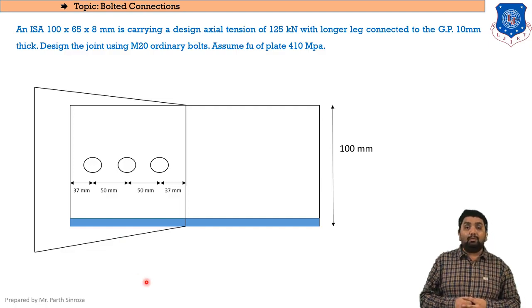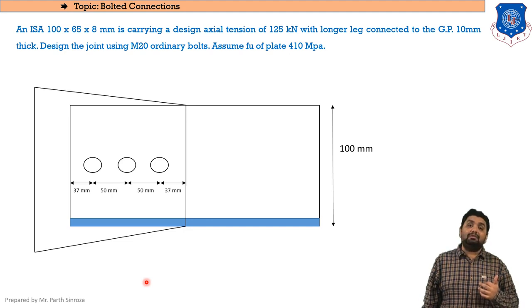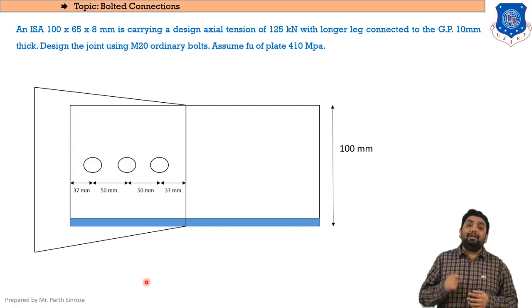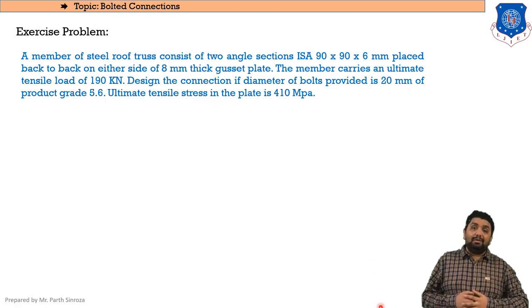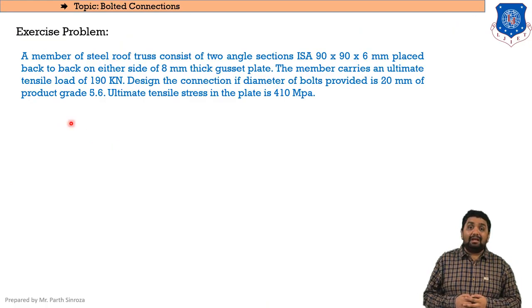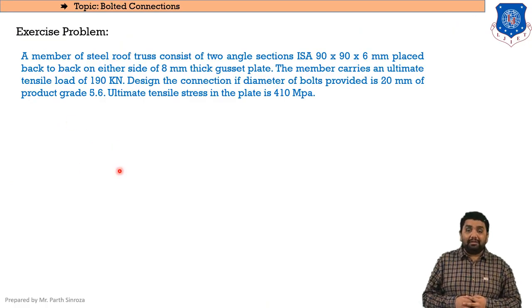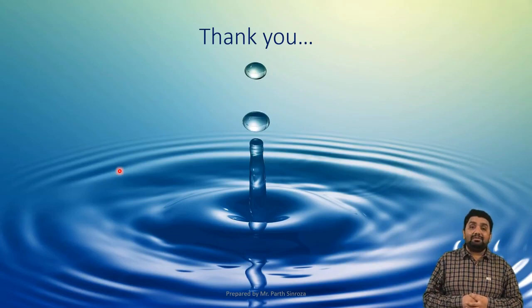The basic difference in both the sums was the number of shear planes. In the first sum, we were getting shear planes equal to 2, that is 2 shear planes or double shear, and in the second sum we were getting only 1 shear plane. So this will be today's exercise problem, as we have started with the angle sections. Solve it for your benefit, and next we will be seeing many more sums and methods in the next lecture. Thank you.